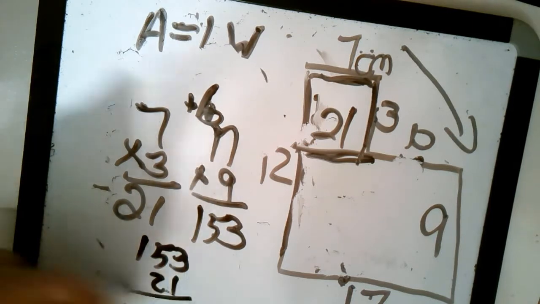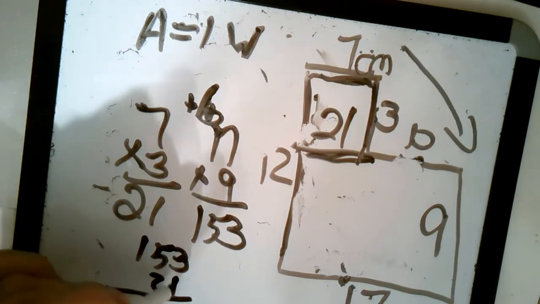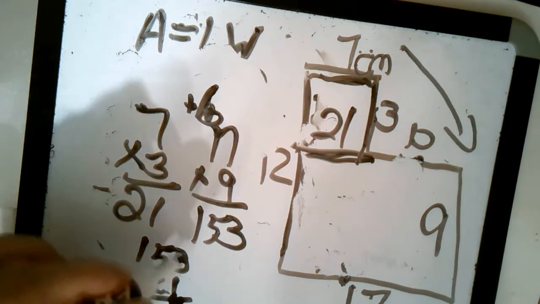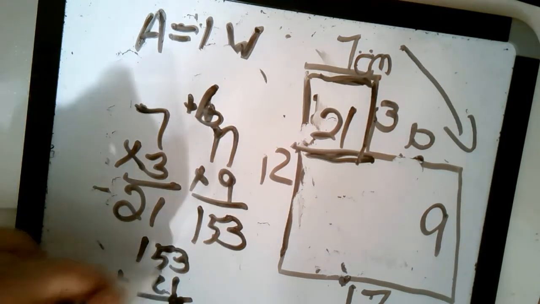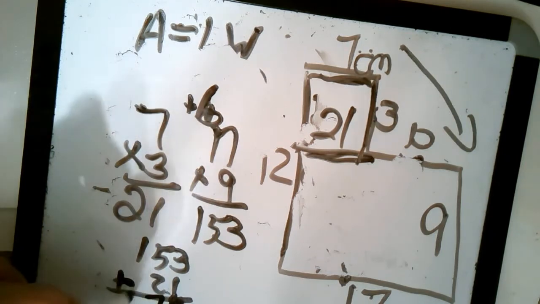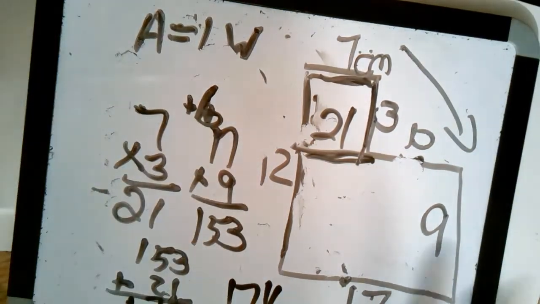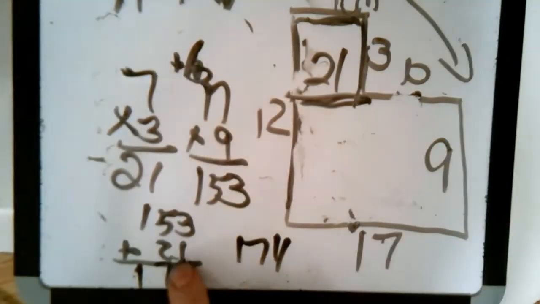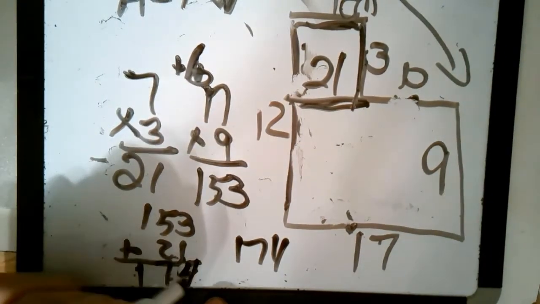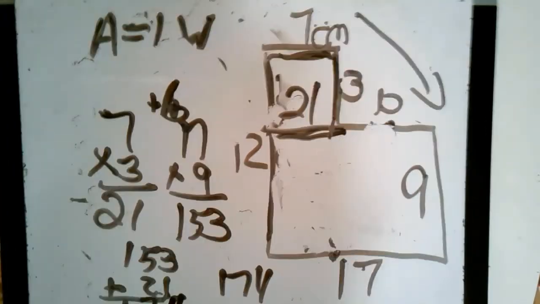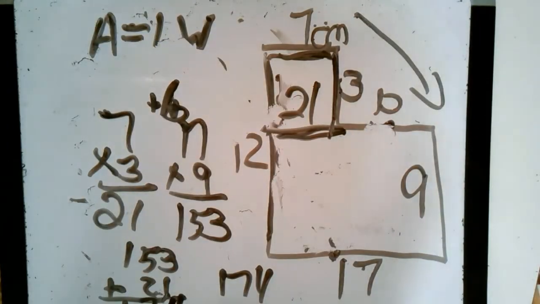153 and 21. 1 plus 3 is 4. 5 plus 2 is 7. 1 plus nothing is 1. 174. So that's area and perimeter. Sorry about that. A horrible number there. 174. So that's area and perimeter. That's one problem. We'll work on other ones just a second. See ya.